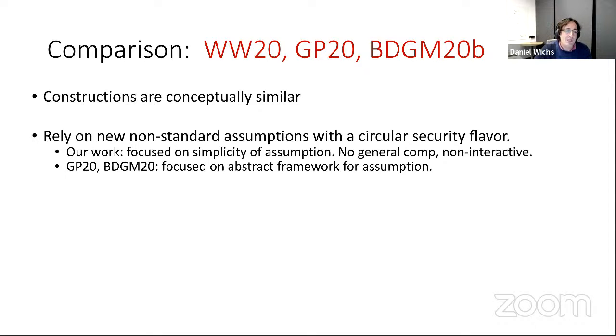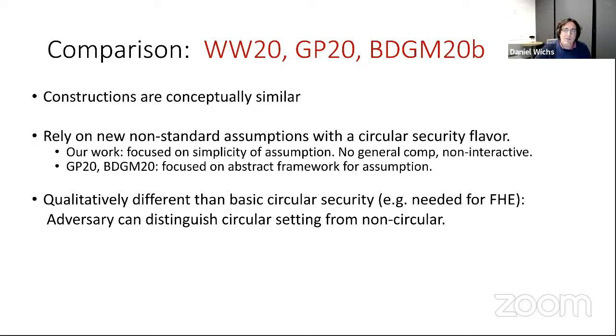Whereas GP20 and BDGM20 made this circularity flavor more explicit and focus on the assumption fitting this nice abstract framework, where you can prove security without a key cycle and you assume security with a key cycle. So the circular security flavor comes to all these assumptions. I think both Julia and Roman mentioned that these assumptions are qualitatively a little different from basic circular security, let's say what you need for FHE.